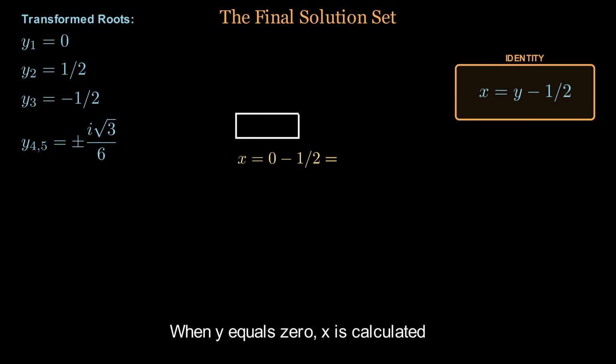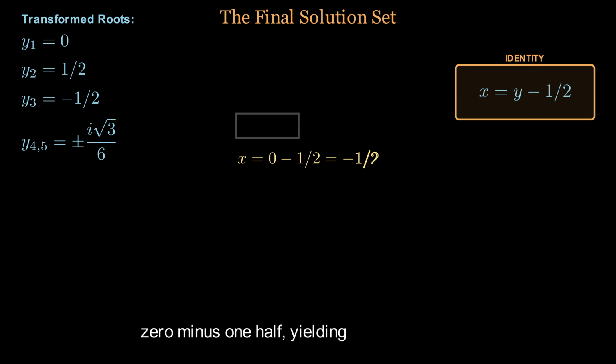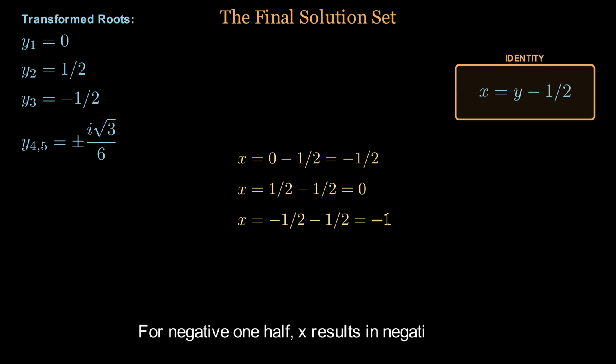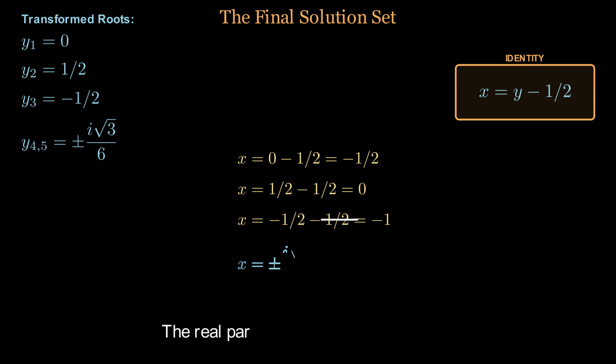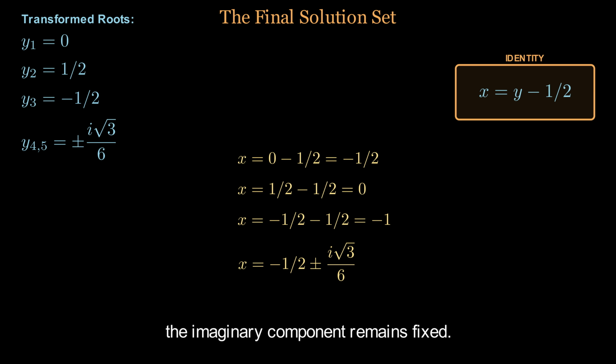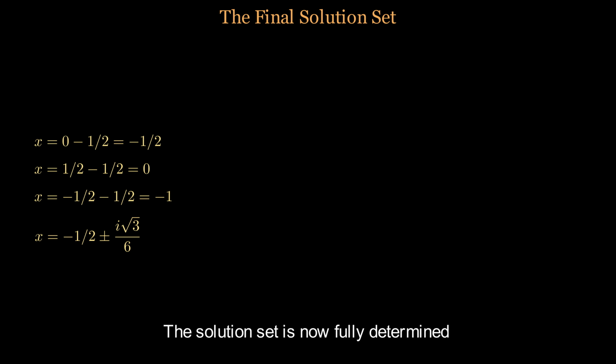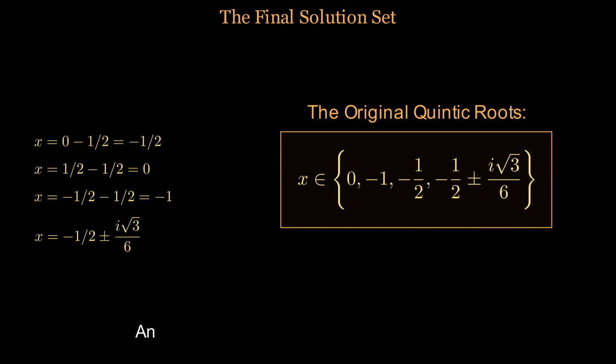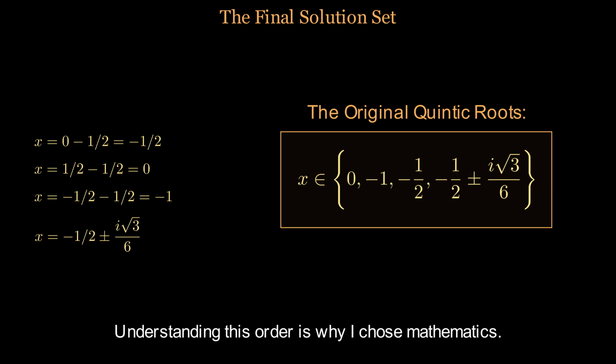When y equals 0, x is calculated as 0 minus 1/2, yielding negative 1/2. Substituting 1/2 for y gives us x equals 0. For negative 1/2, x results in negative 1. The real part is shifted by 1/2, while the imaginary component remains fixed. The solution set is now fully determined. 5 distinct roots, exactly as required by the fundamental theorem of algebra. An elegant triumph of structure over brute force. Understanding this order is why I chose mathematics.